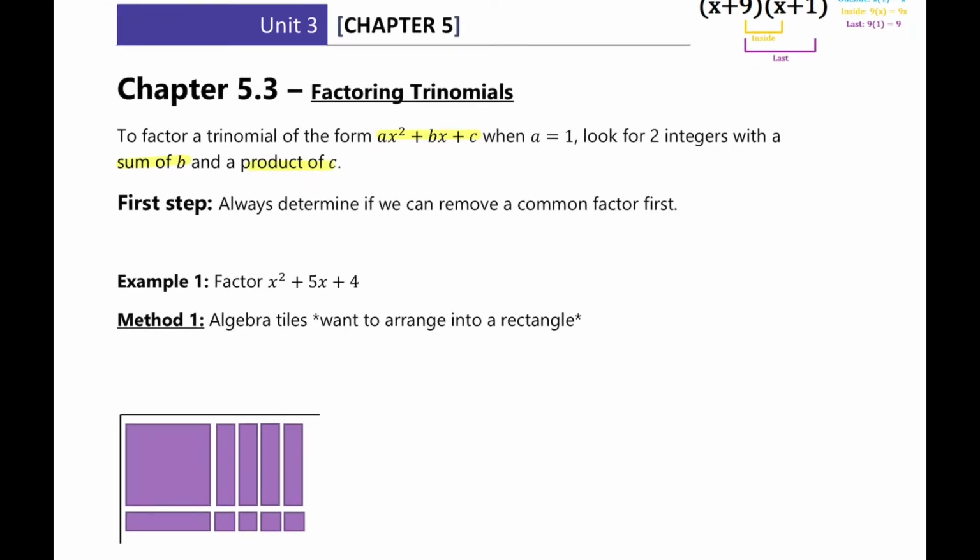If a isn't equal to 1, then the first step to take is to determine if we can remove a common factor first. But we're going to go over the simple case first, where a equals 1. We'll come back to that later.